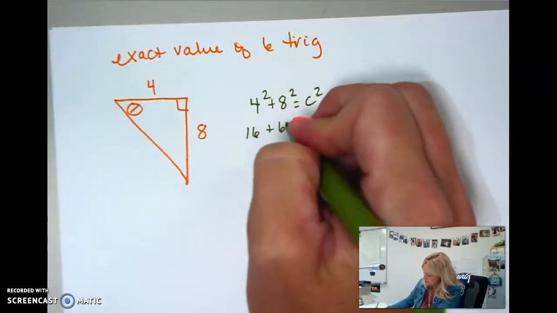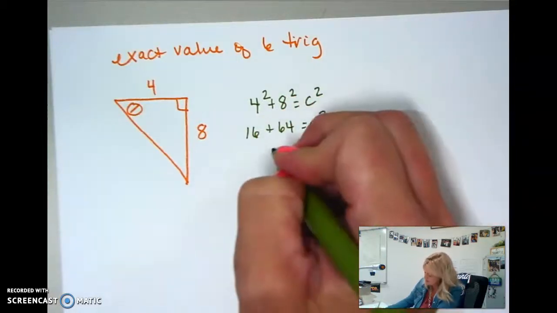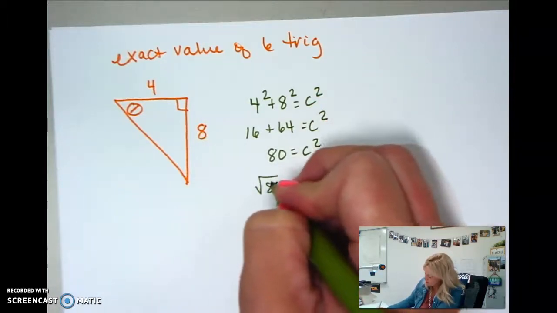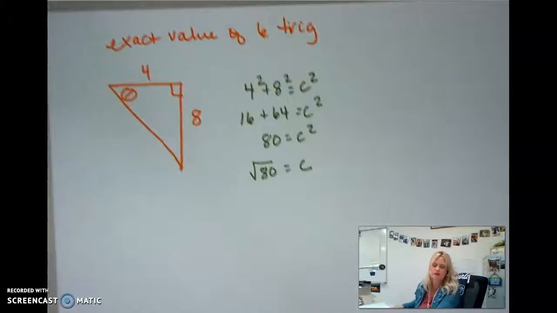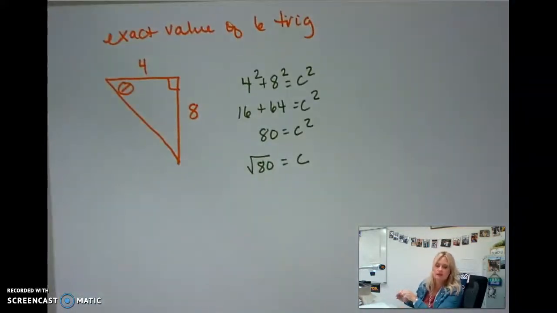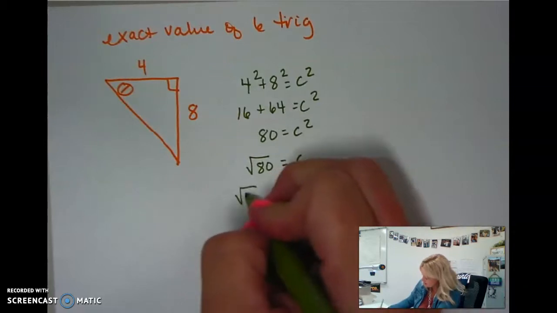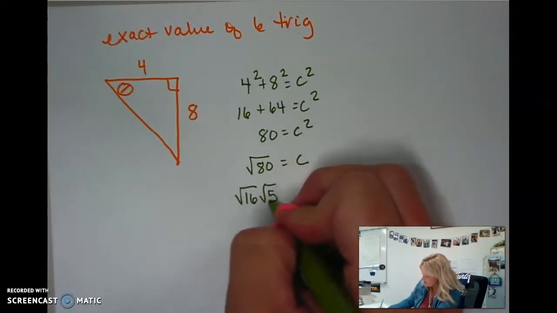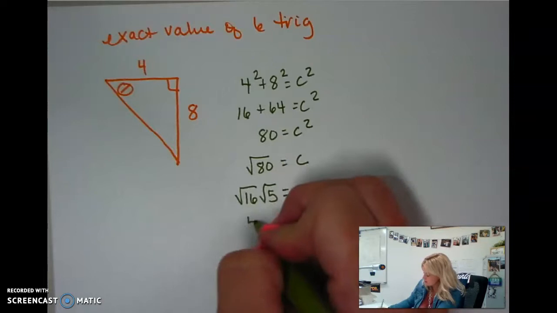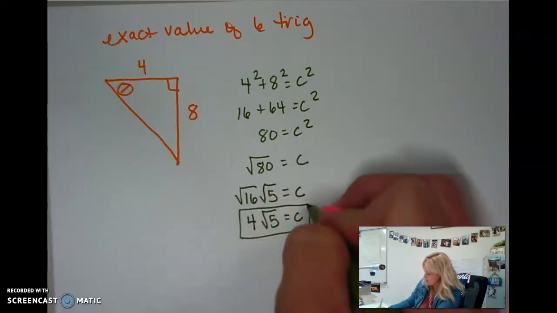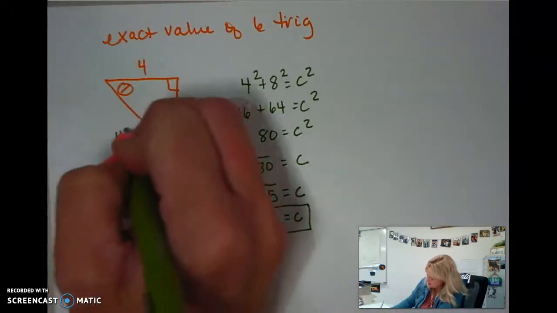16 plus 64 gives me an 80. We do not want the decimal form of the square root of 80, but we want the simplified version in radical form. So if I look back at my list of perfect squares, I know that 16 divides evenly into 80 5 times, and the square root of 16 is 4, and I do not know the square root of 5, so this is my hypotenuse.